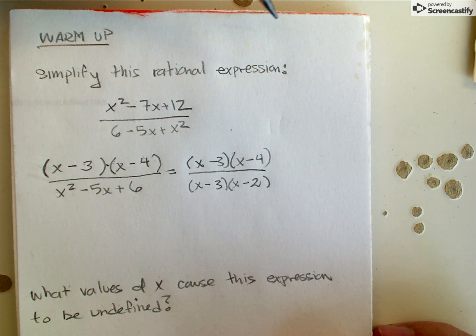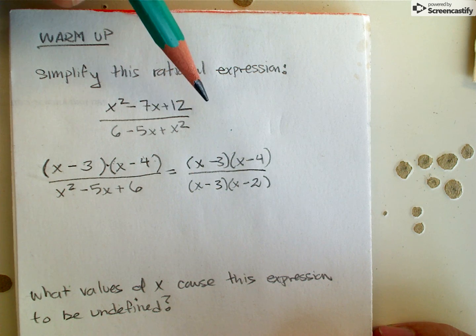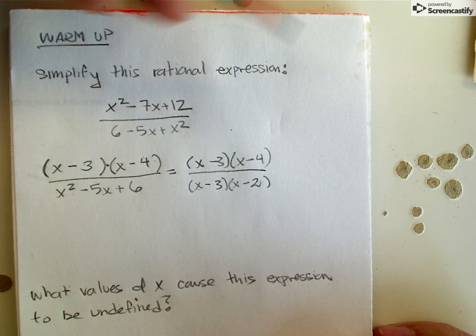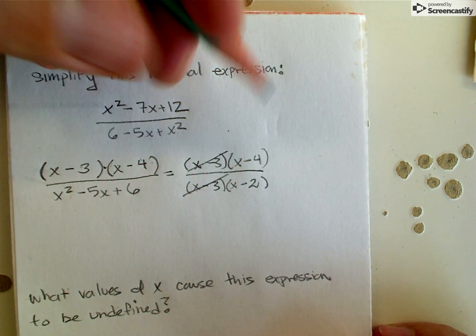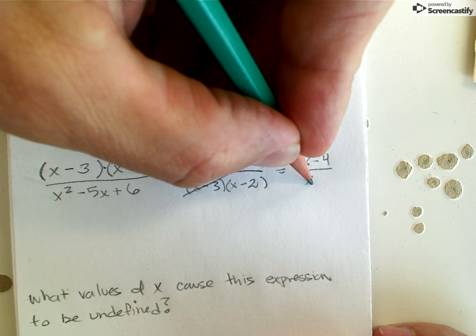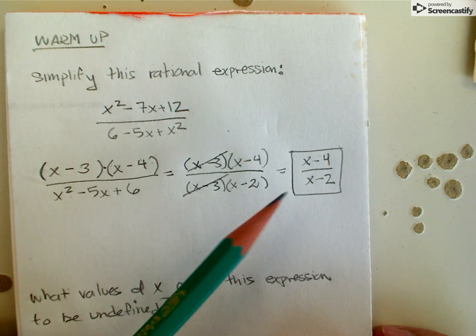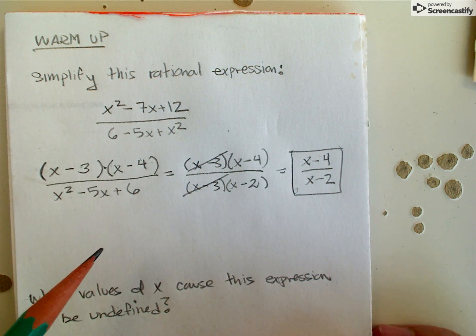Now, my top and the bottom are completely factored. And notice there is a common factor. There's an x minus 3 on the top and the bottom. So those will divide out and become 1. So I can eliminate those, and I'm left with x minus 4 divided by x minus 2. And that is the simplified version of this original expression.